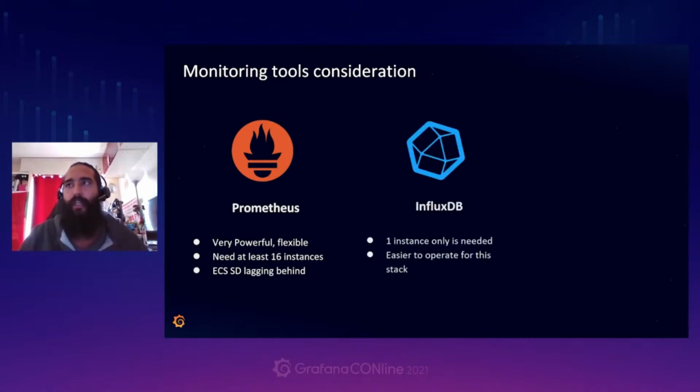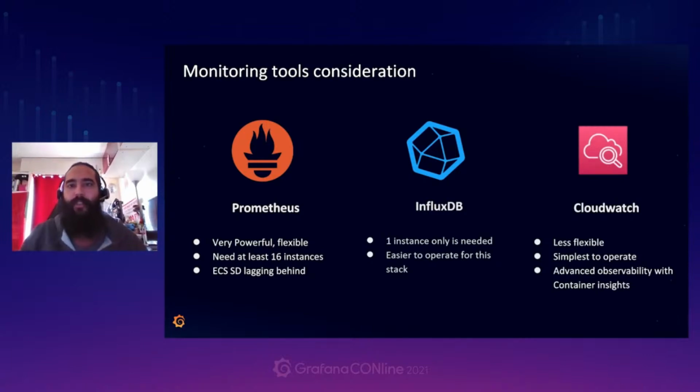The second tool that we looked at was InfluxDB, which seemed to be a little bit more adapted to what we wanted to do, because there's really only one instance to manage in this particular case, and it was a bit easier for us to operate. And finally, there is the built-in CloudWatch service in AWS. So this is the least flexible compared to the other two. However, it was the simplest to operate, and it also allowed us some pretty advanced observability into containers using Container Insights.